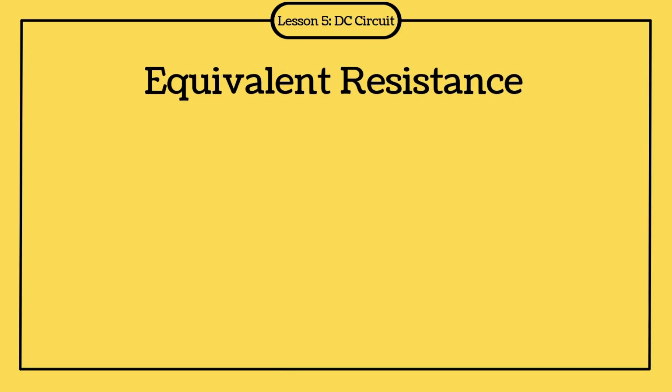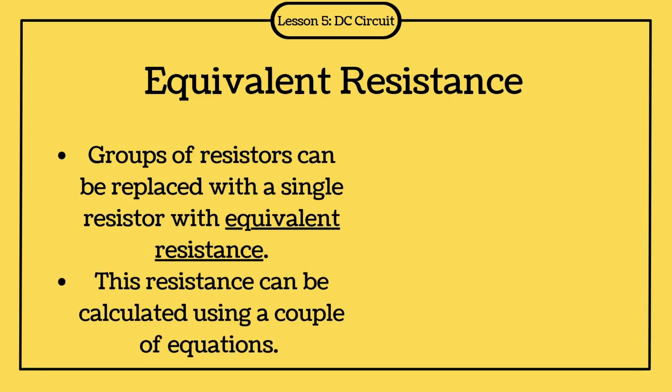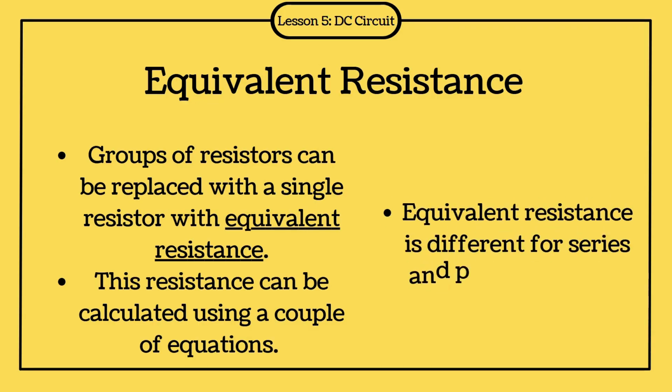We also need to talk about equivalent resistance. When it comes to resistors, a group of resistors can be replaced with a single resistor with equivalent resistance. It will function the exact same as a circuit with all of the resistors. So you can have either a bunch of small resistors or maybe one larger one. This resistance can be calculated using some equations. However, it's important to note that equivalent resistance is different for series and parallel circuits. There's two different equations that we need to use.